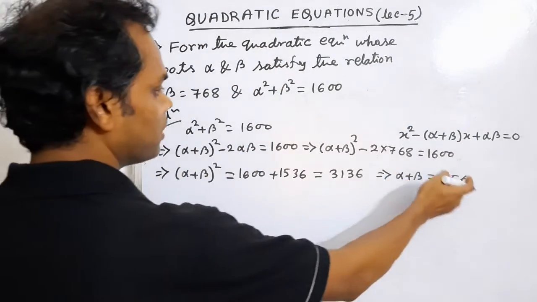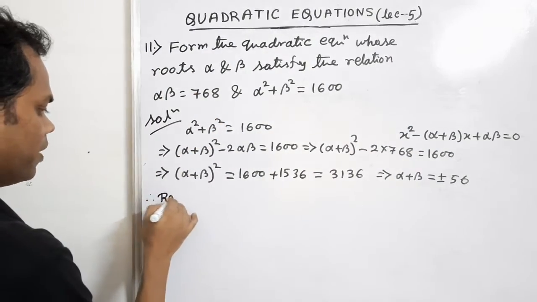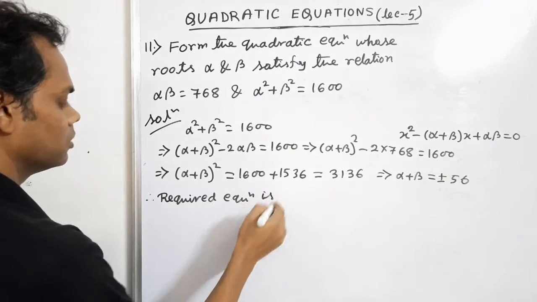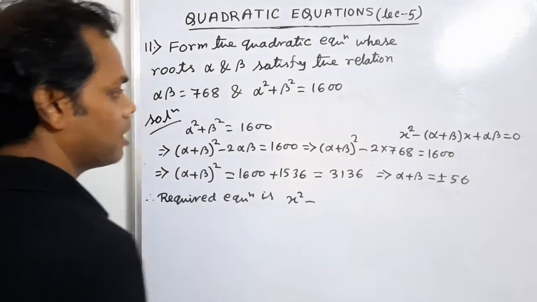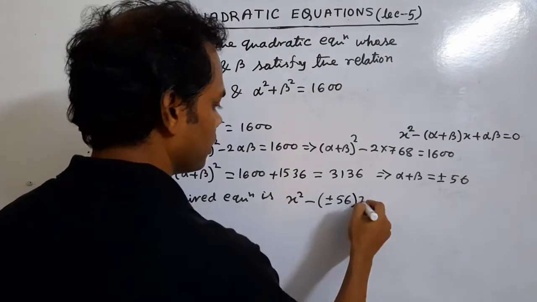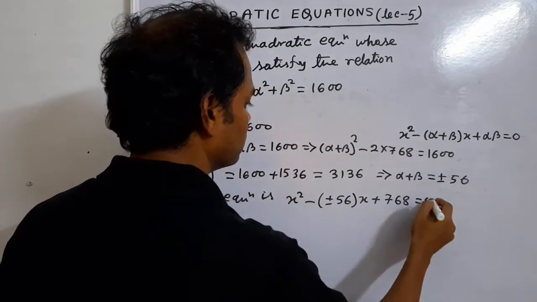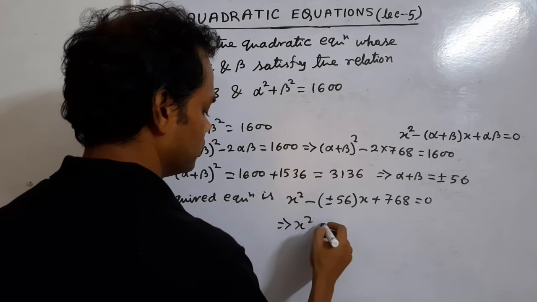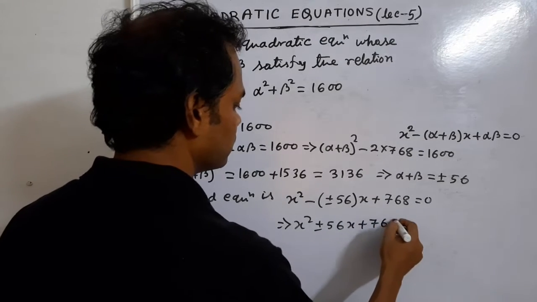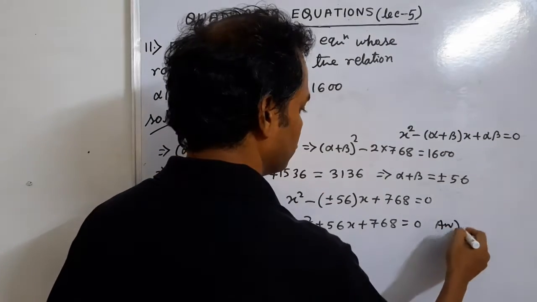Therefore the sum of the two roots is plus minus 56 and the product of the two roots is 768. Therefore the required equation is x square minus (sum of roots) x plus product of roots equal to 0. The sum of roots is plus minus 56 and the product of roots is 768. So finally it is x square plus minus 56x plus 768 equal to 0. Actually we find two equations by this. This is our final answer.